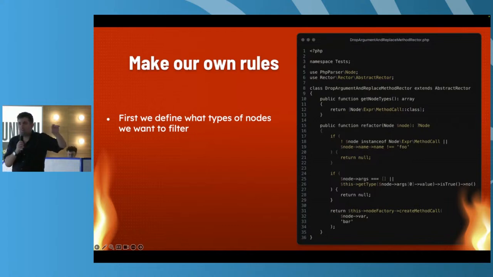It doesn't necessarily have to be a literal true. It could be actually a variable that has true in it. PHPStan can kind of work those things out. It will then do a replacement of the actual method here, and instead we're going to use the method bar, and we're going to drop any of those arguments. So that's the kind of power we have with actually making Rector rules.